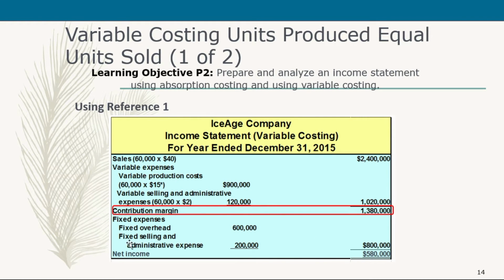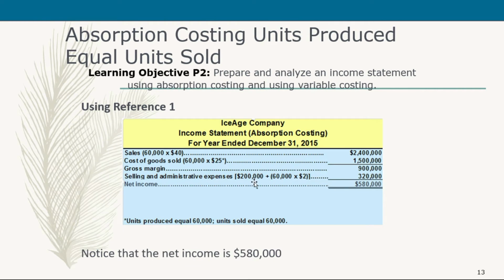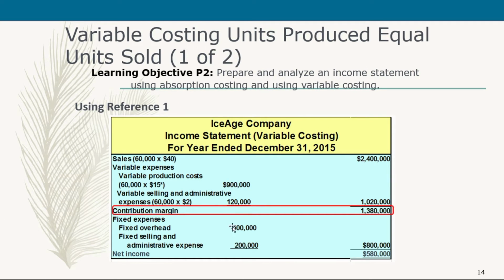Next, for your fixed selling and administrative expense, it is already given in your previous slide here. Okay, it is your $200,000 as part of your selling and administrative expenses under your absorption costing. So here's the amount. So when we add the two amounts, it will give us your total fixed expenses of $800,000, which will give us your net income of $580,000.